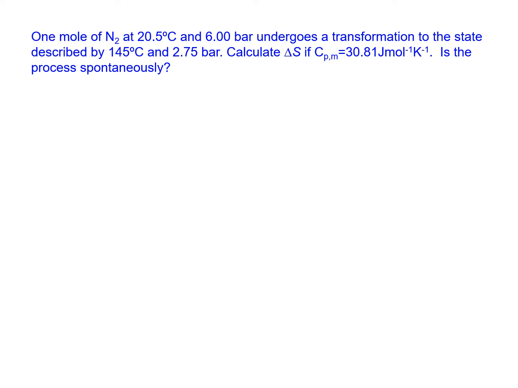Question 2. 1 mole of nitrogen at 20.5 degree and 6 bar undergoes a transformation to the state described by 145 degree and 2.75 bar. Calculate delta S. So in this question, the gas changed state from initial to final. It is helpful to draw a diagram showing how the state changed. So here, temperature goes up and the pressure goes down. And we want to calculate delta S.